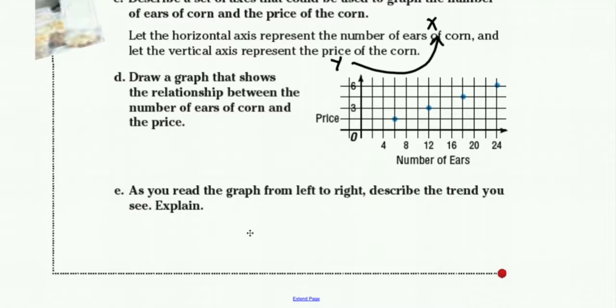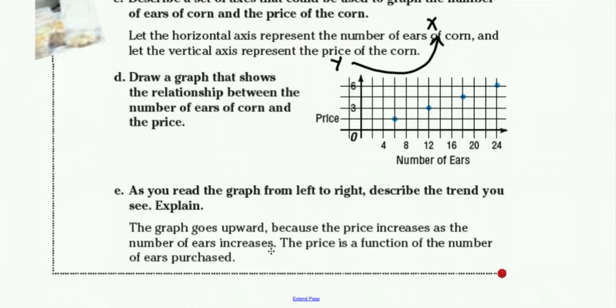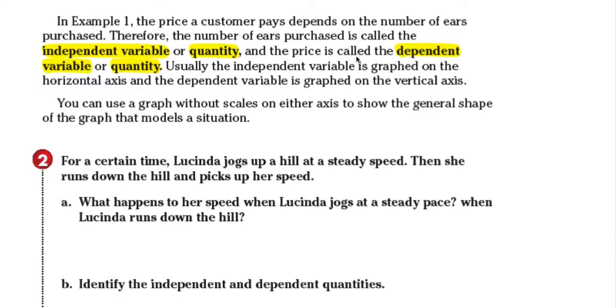Well, obviously the graph goes upward because the price increases as the number of ears increases. The price is a function of the number of ears purchased. Again, we can say that the price is dependent, okay, on the number of ears purchased. So in example 1, the price the customer pays depends on the number of ears purchased.